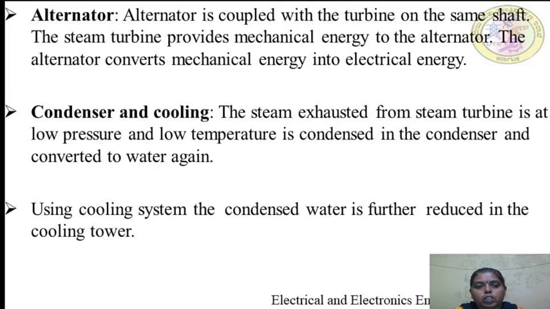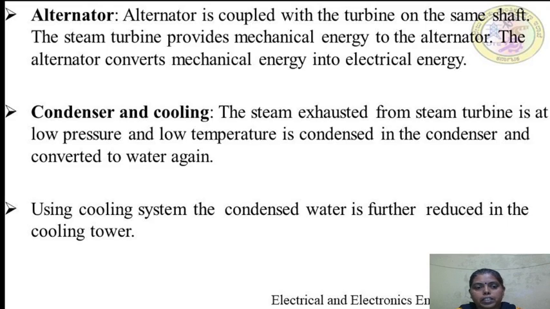The next component of the nuclear power plant is the alternator. The alternator is coupled with the turbine on the same shaft of the steam turbine. The steam turbine provides mechanical energy to the alternator. The alternator converts mechanical energy into electrical energy. So the generation of electrical energy takes place in the alternator.